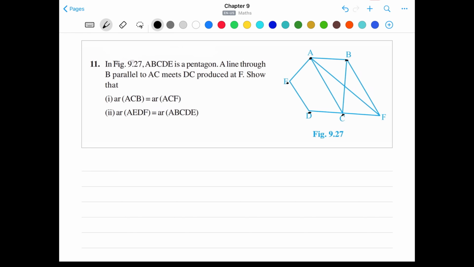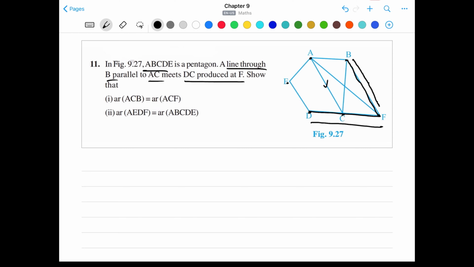So in this pentagon ABCDE, a line through B is parallel to AC. So we have drawn a line through B which is parallel to AC. Which line is this one? Okay, the line through B parallel to AC meets DC produced at F. That means this side DC is produced till point F. So these two lines are meeting at point F.